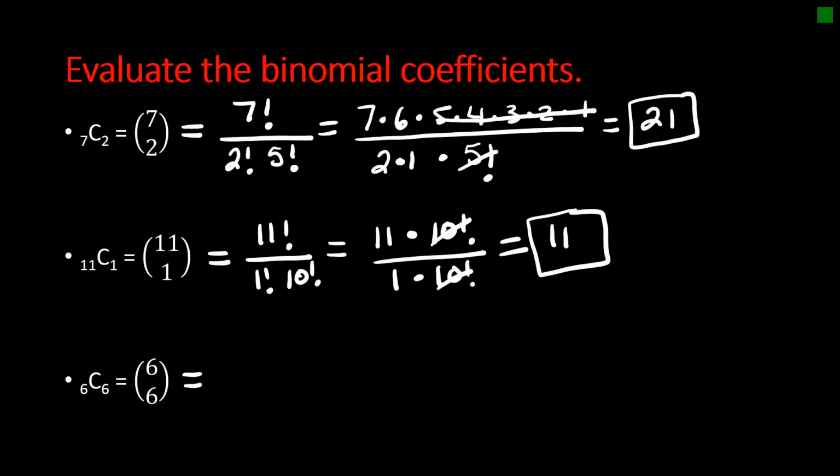The next one we have is 6 combining 6. It's going to be 6 factorial over 6 factorial. You do 6 minus 6, which is 0 factorial. Remember, here the 6 factorials will cancel out. Remember that 0 factorial is defined to be 1, so this is 1 over 1, which is 1.